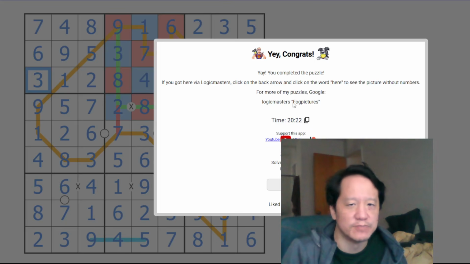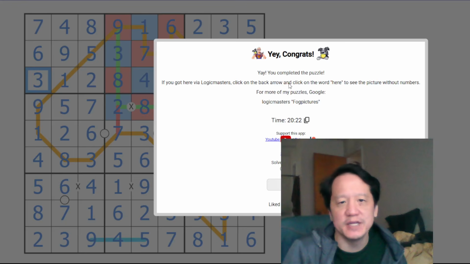I guess I'll just read what it says. Yay, you completed the puzzle. If you got here via Logic Masters, click on the back arrow and click on the word here to see the picture without numbers. For more of my puzzles, Google Logic Masters fog pictures. So, nice little plug for the setter.